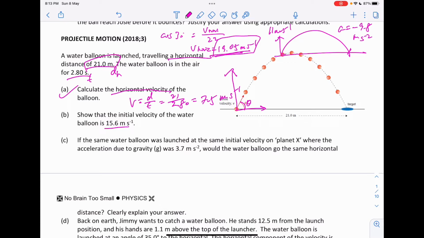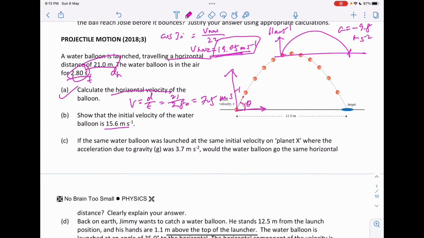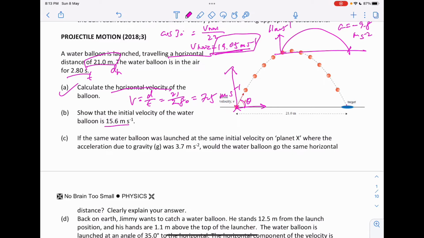Well, let's try. So the water balloon is in the air for 2.8 seconds, okay? Which means from this point to this point, 2.8 seconds. And from this point to the top of the path only takes 1.4 seconds because it's half and half.